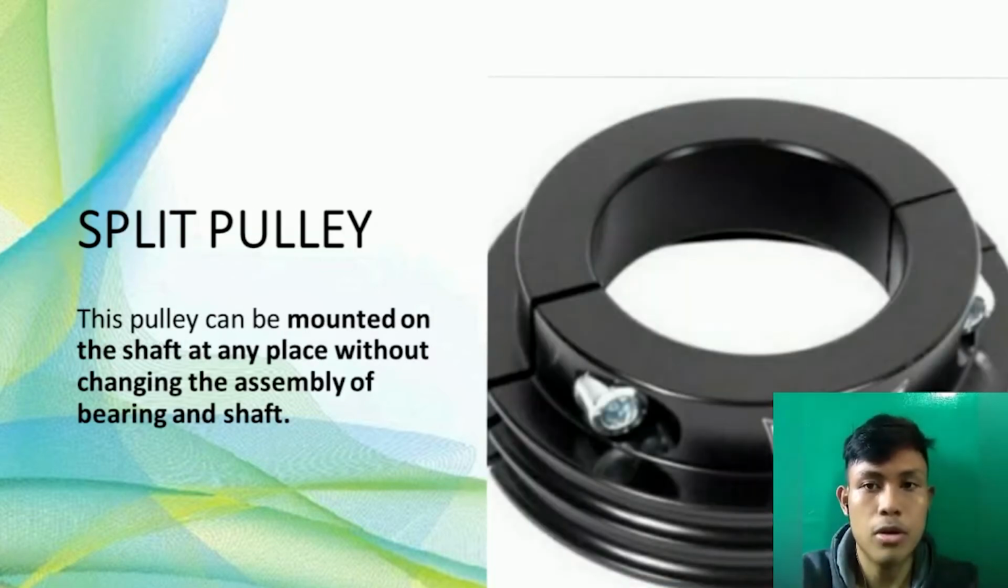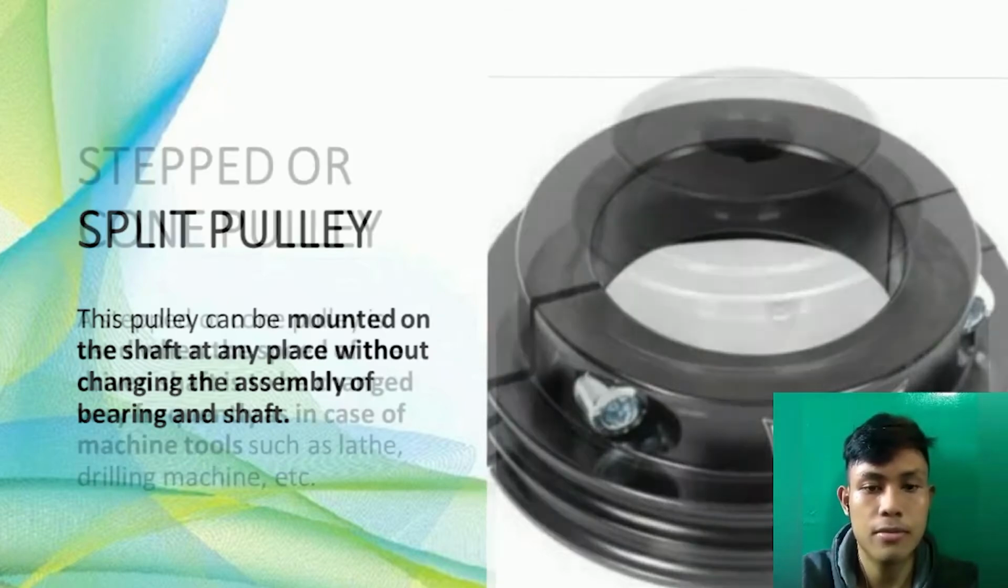The second type of pulley is the split pulley. It is split in halves, and the rim and the hub can be joined by means of bolts or links. This pulley can be mounted on a shaft at any place without changing the assembly of the bearing and shaft.